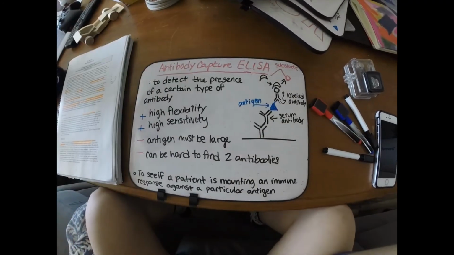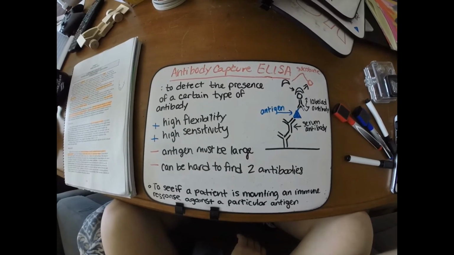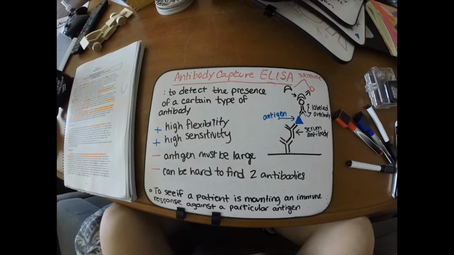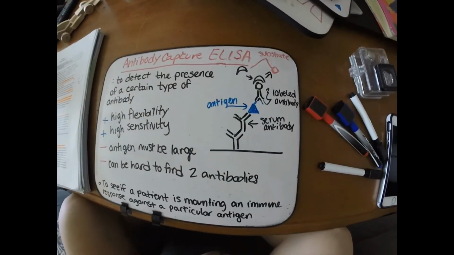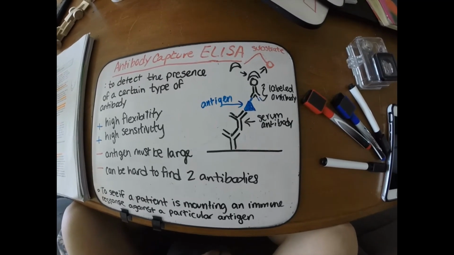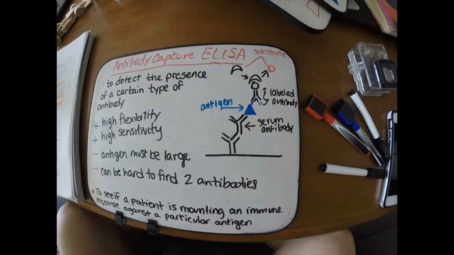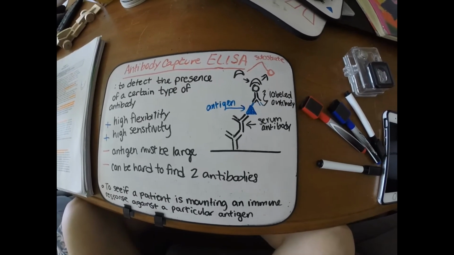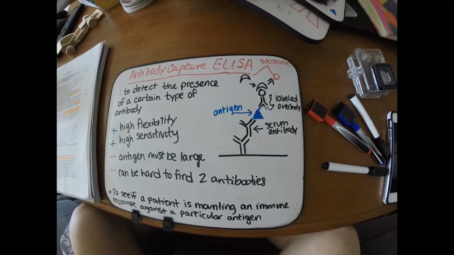All right, let's talk about antibody capture ELISA. So what you would do in this one is to detect the presence of a certain type of antibody. So here's the image that I have associated. Let's say that you want to see if a patient is mounting an immune response against a particular antigen. You want to see if that immune response is there. This is the type of test that you would do.